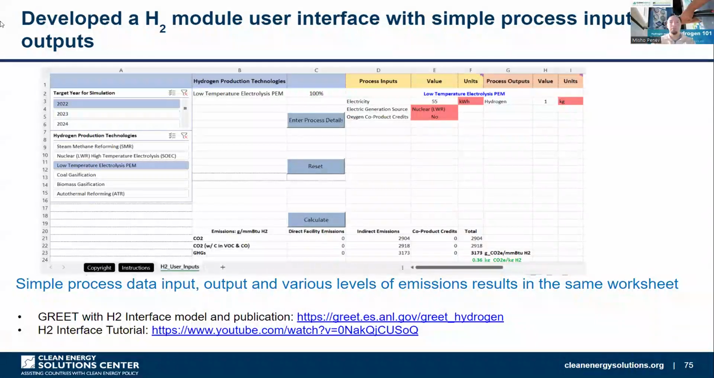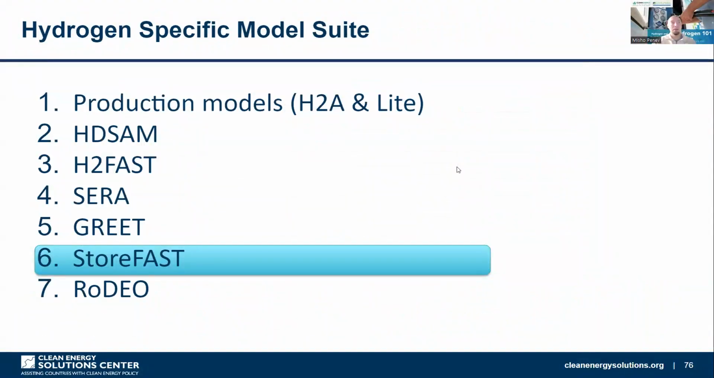There is a new interface that is available for hydrogen production, where you can select your analysis year, production pathway. You can customize how much electricity or what the conversion rate is for that hydrogen. You click a calculate button and you get your emissions profile. So again, these models are free to download. These are links to the models. Next slide, please. And one more.